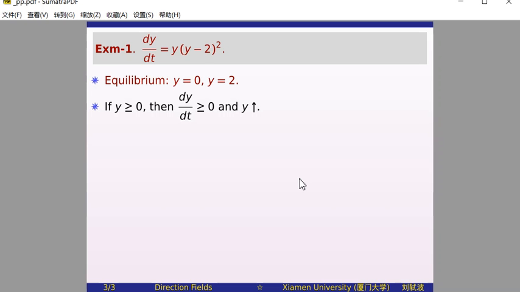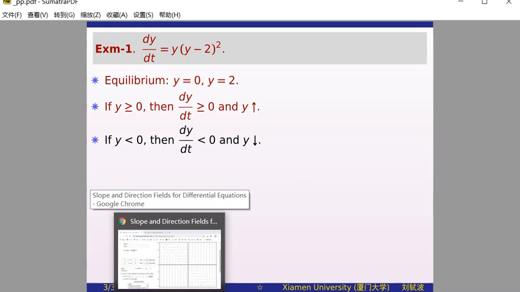Now, if y is non-negative, then dy/dt is also non-negative. So this means y is an increasing function. Similarly, if y is negative, then dy/dt is negative and y is decreasing. Can we have a clearer picture of the behavior of the solutions of this equation? Okay, then we go to the web page to consider the direction field.